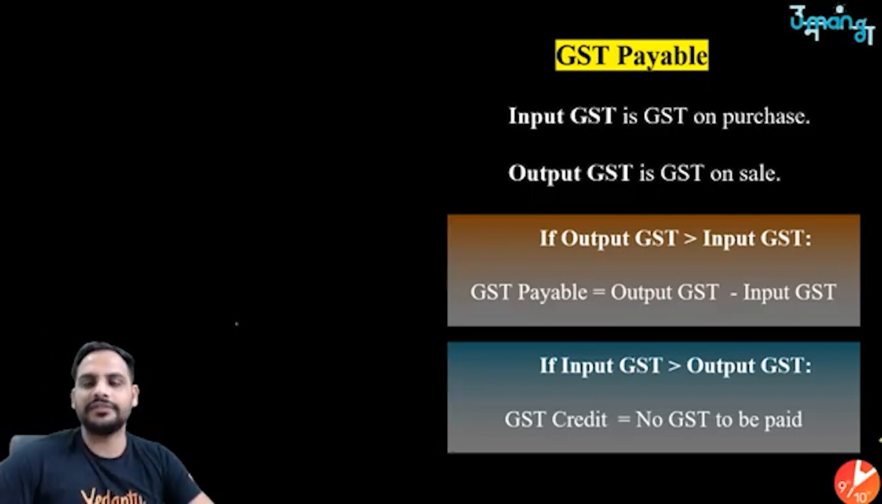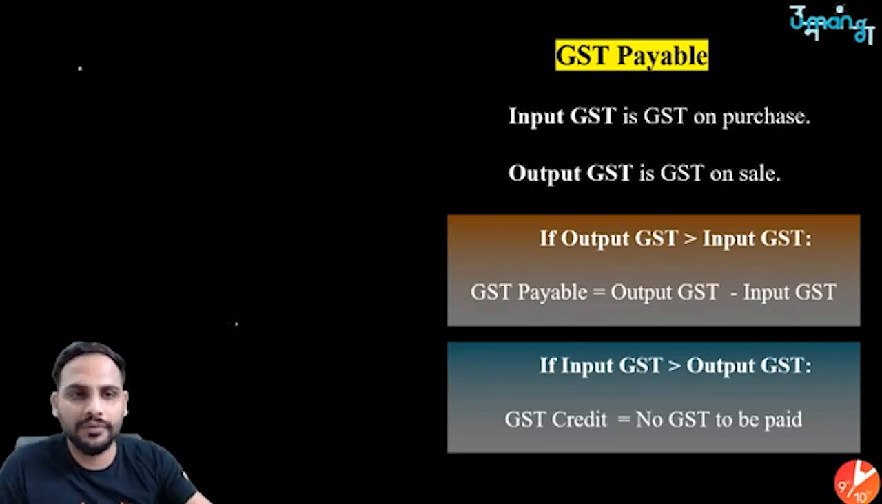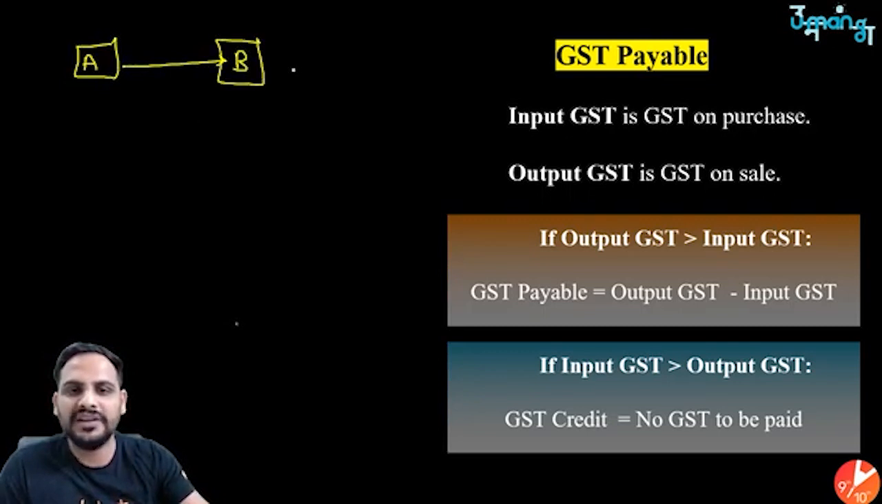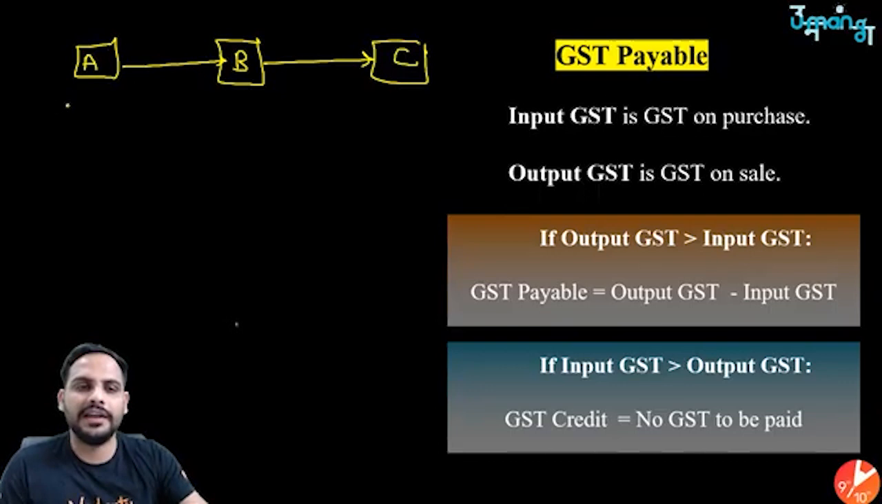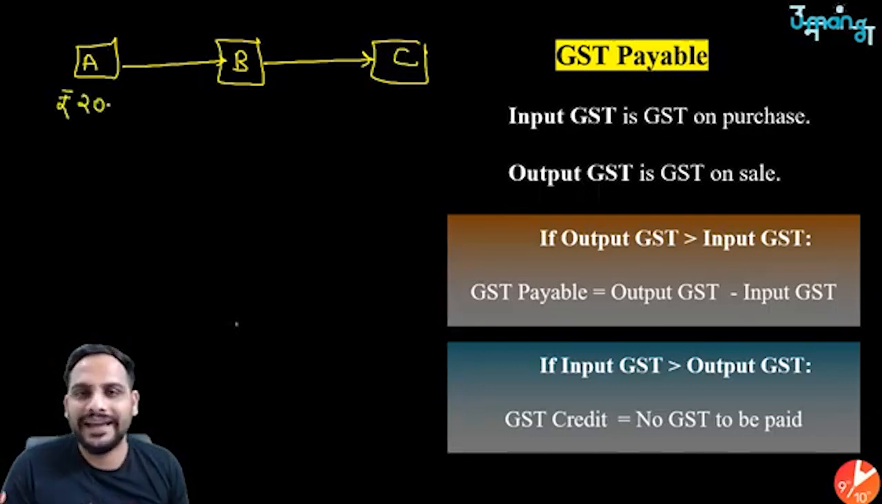After that, one more thing is how much GST is payable by anyone. For that, the concept is net GST, GST payable. Suppose A has sold something to B and B is selling the same thing to C. Let's say A has collected rupees 20 as GST. Who has paid rupees 20 as GST to A? Obviously B has paid.